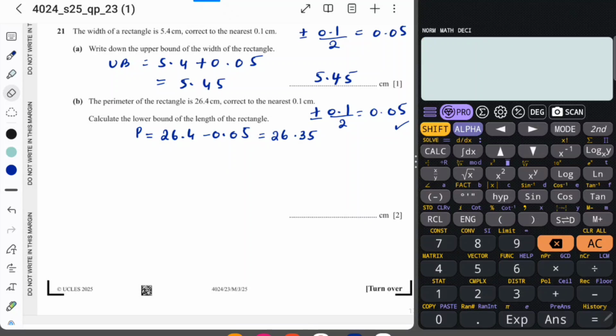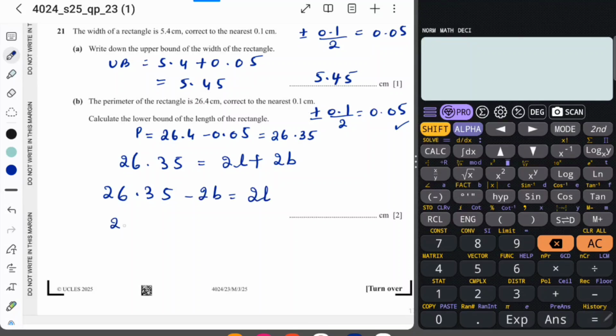So the lower bound length is required. The perimeter is equal to 2L plus 2B. So the perimeter, 26.35, minus 2B is equal to 2L. We have to find the length. The width is given now. So 2B is equal to 2 times the length. So (26.35 minus 2B) upon 2 is equal to the length.